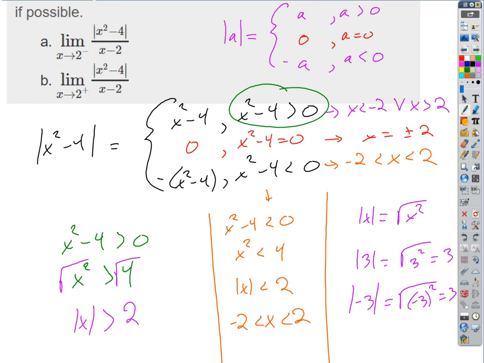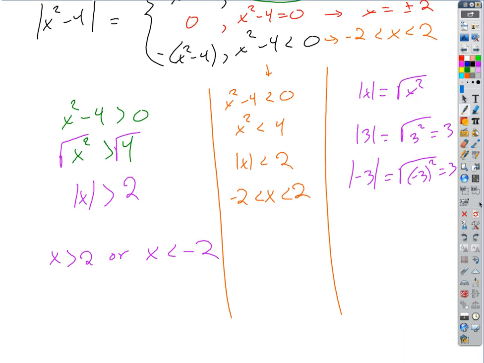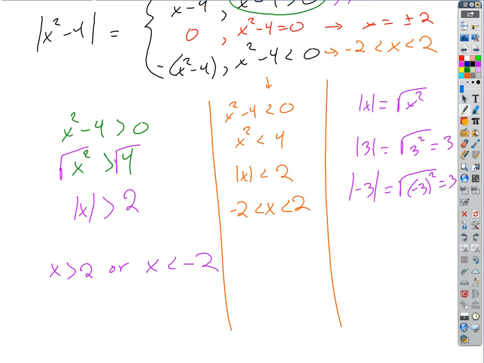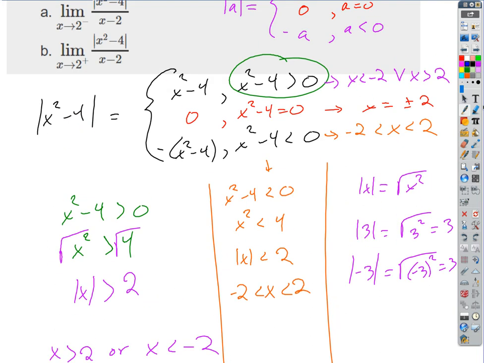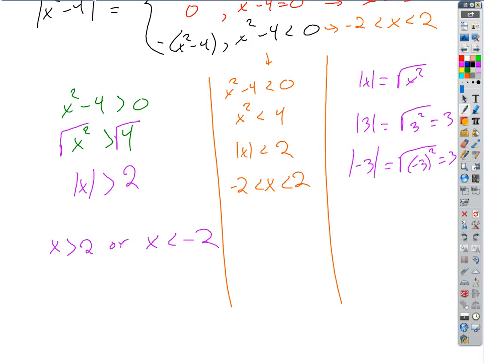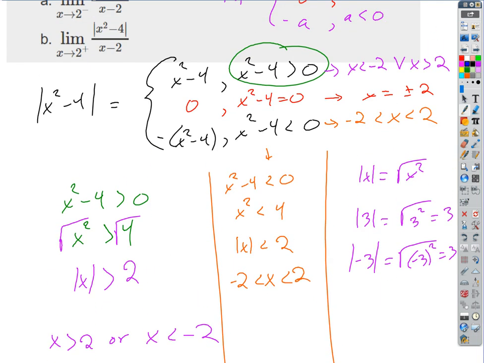So the purple domain, we said then would be x is greater than 2 or x is less than negative 2. The orange domain would have been absolute value of x squared minus 4 is less than 0, we would have solved it the same way and gotten the absolute value of x is less than 2, so we get the and inequality, right? The conjunctive inequality. And then in the middle, obviously the places, where's that going to be true? Well, x is plus or minus 2. Those are the boundaries between the two. Those are the places where this is equal to 0.